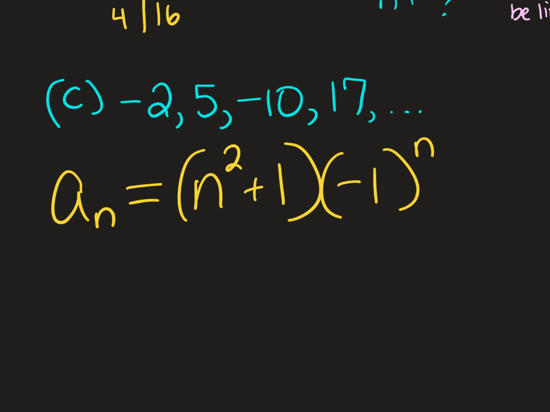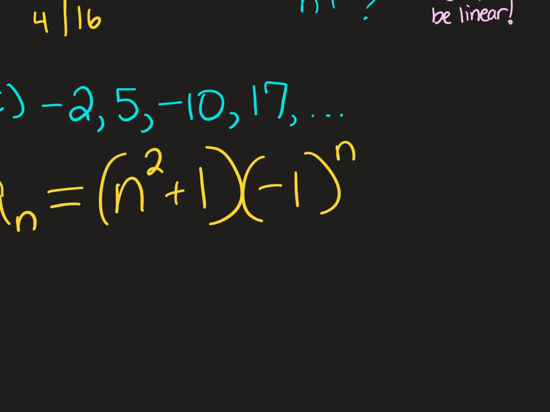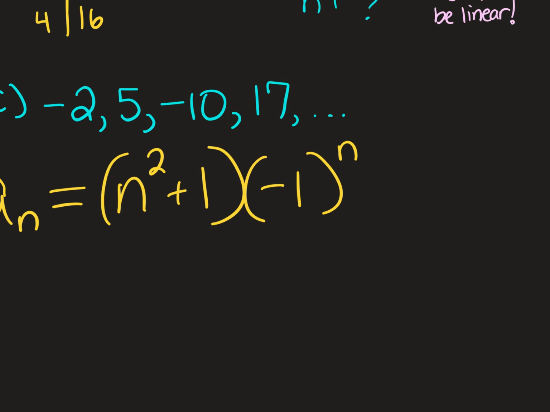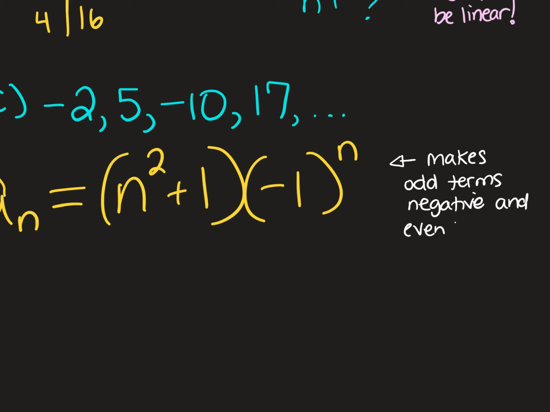Now I just want to talk a little bit more about how we could use that in another way. So just as a little note here, again, just to remind us what we did. This guy makes odd terms negative and even terms positive. But what if we needed it the other way around? So what if I needed to have my odd terms be positive and my even terms be negative?